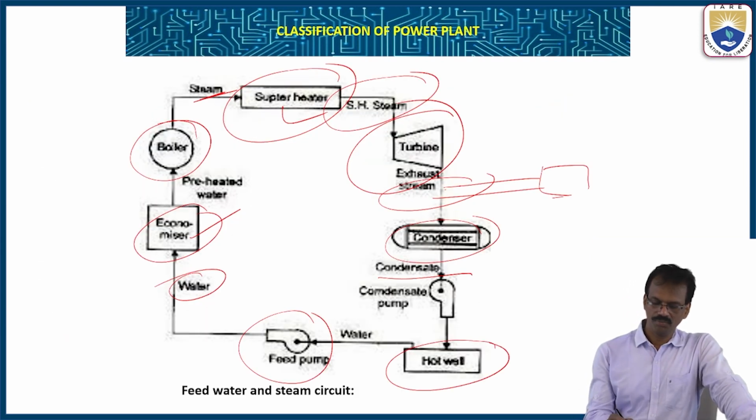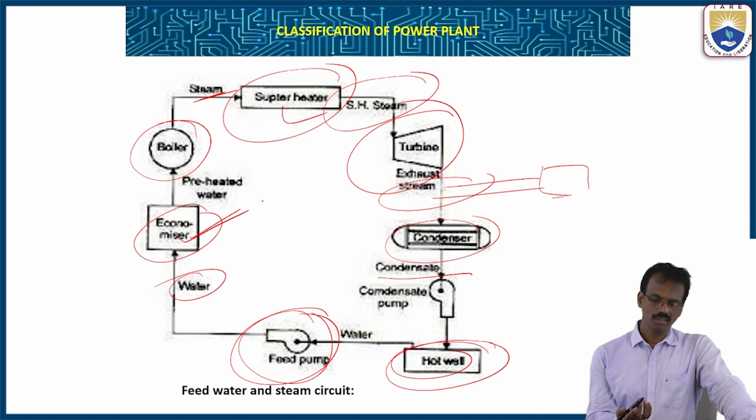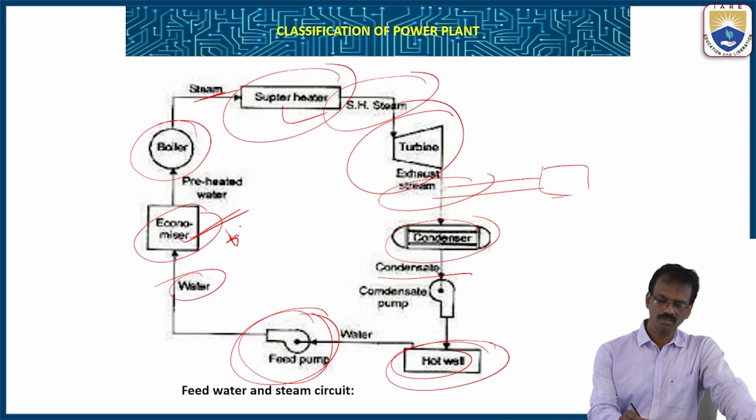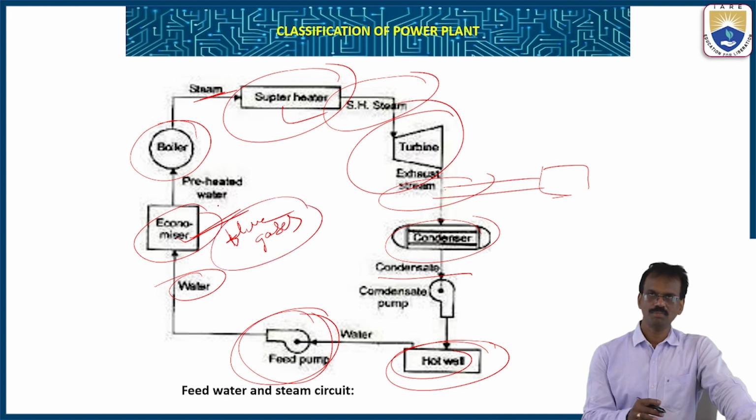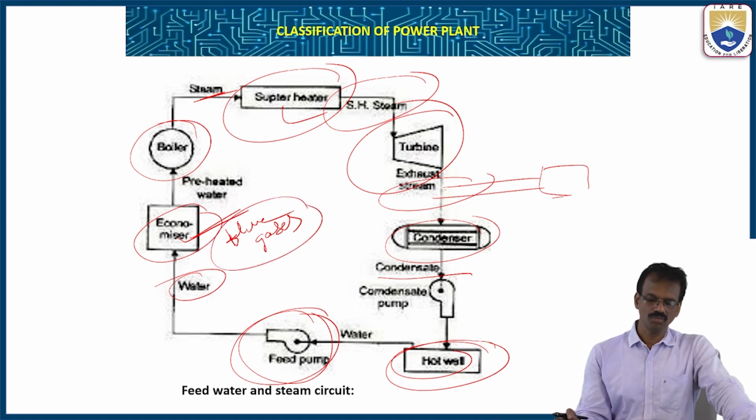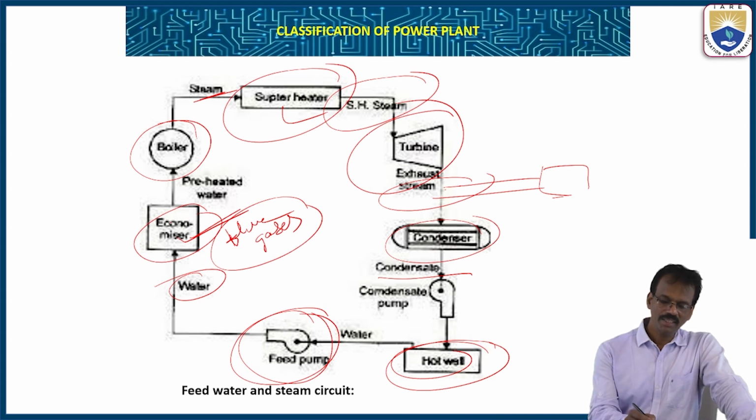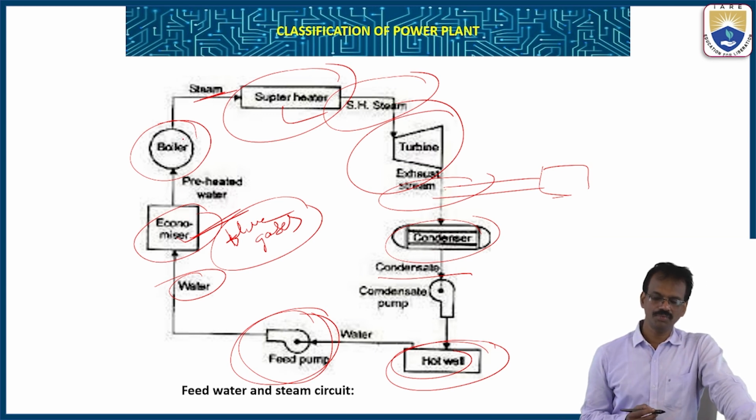First of all, the feed pump. This feed pump just feeds the water from the hot well to the economizer. So water is supplied to the economizer. In the economizer, the temperature of the water will be increased by the effect of flue gases. These flue gases are a byproduct of combustion. Then the heated water is transferred to the boiler furnace, the boiler drum.